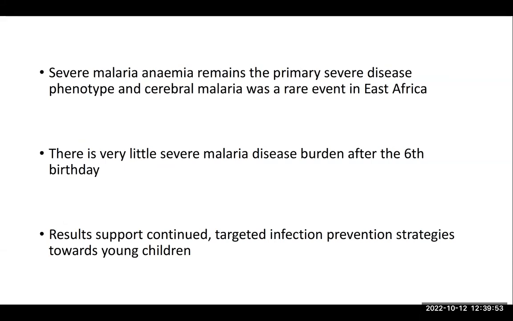So severe malaria anemia remains the primary severe disease phenotype, and cerebral malaria was a rare event. However, the constant rate of cerebral malaria across all transmission settings inevitably means that cerebral malaria will account for an increasing proportion of severe malaria cases under low transmission settings. Our data also shows that there's very little severe disease after the 6th birthday, and our results therefore support continued targeted infection prevention strategies towards young children.